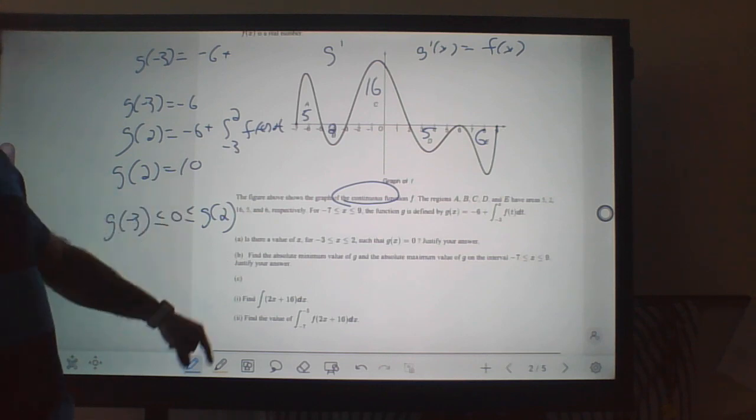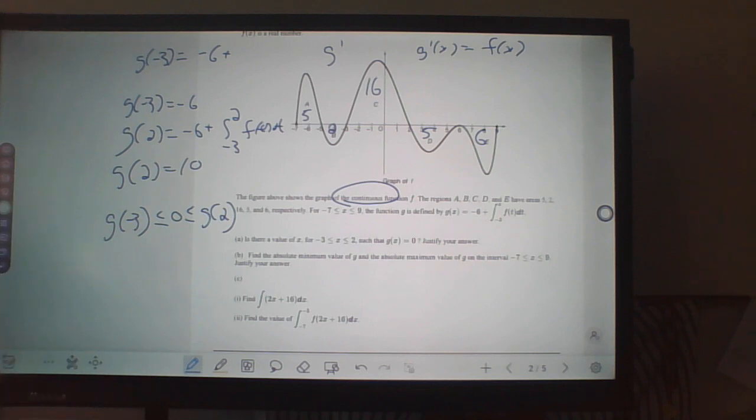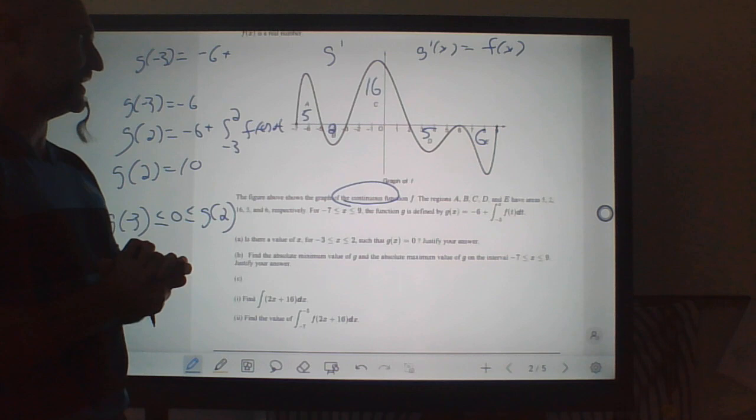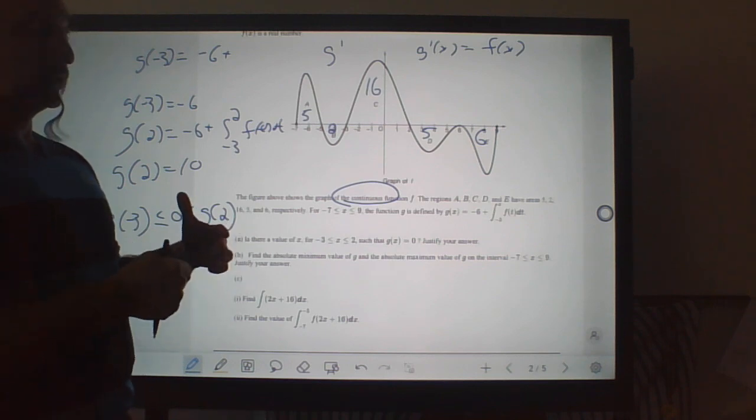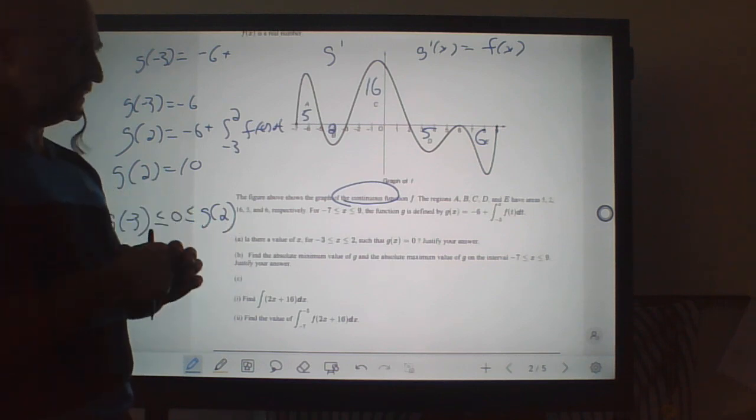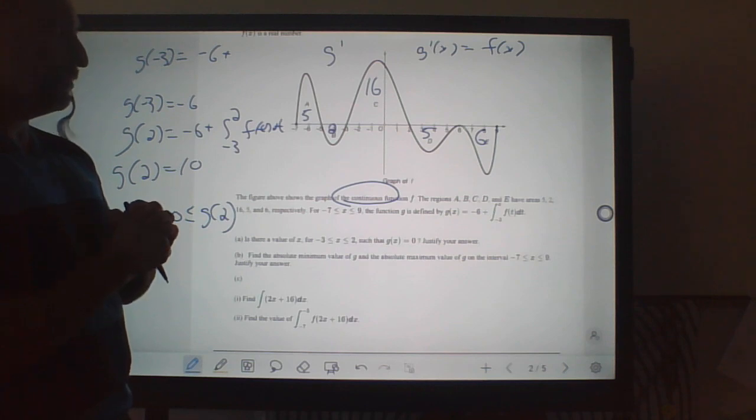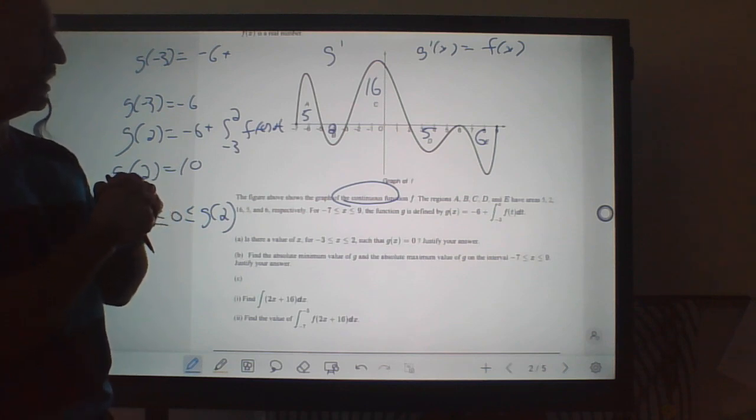All right, next, part B, absolute min, absolute max. Okay, so we need to look at the candidates here. The candidates test is what we're going to ultimately use. So we need to know, where is g prime equal to 0 or undefined?